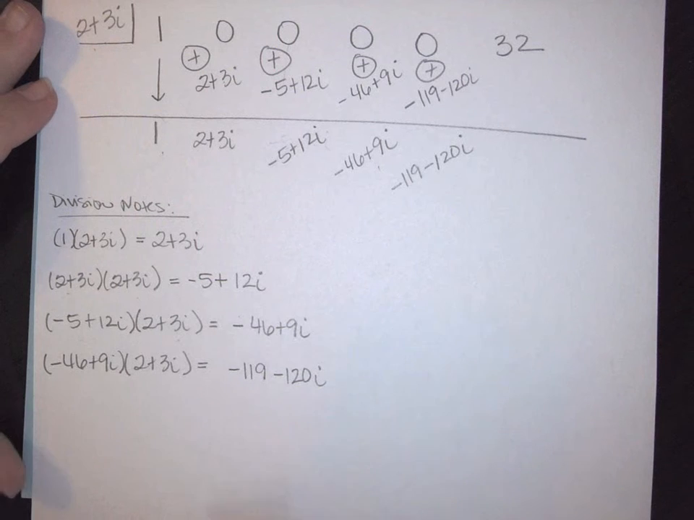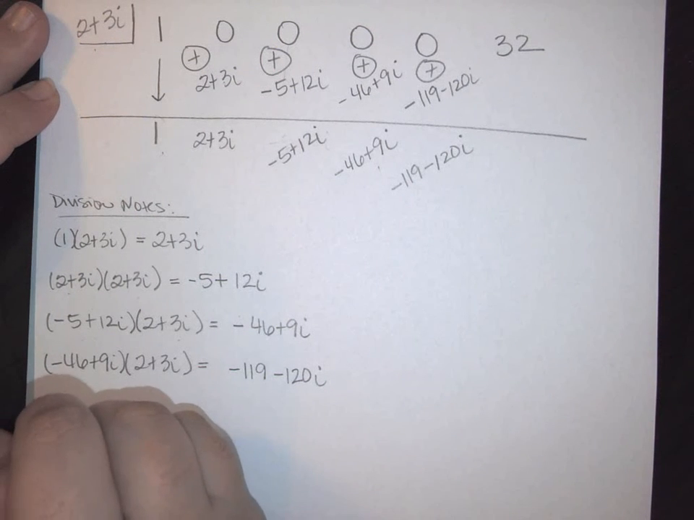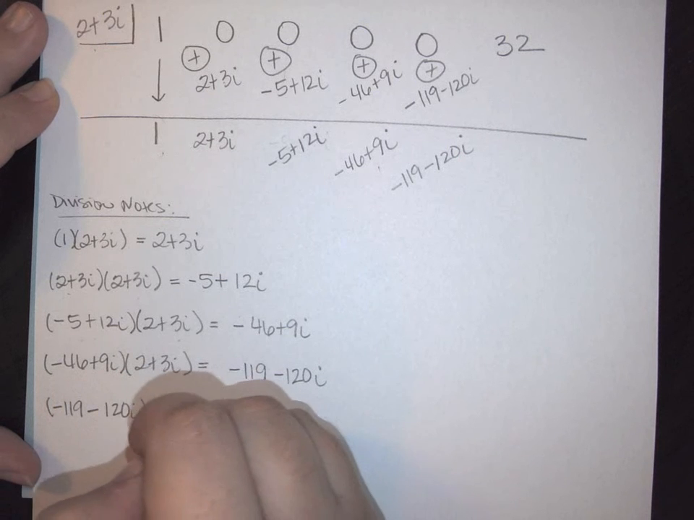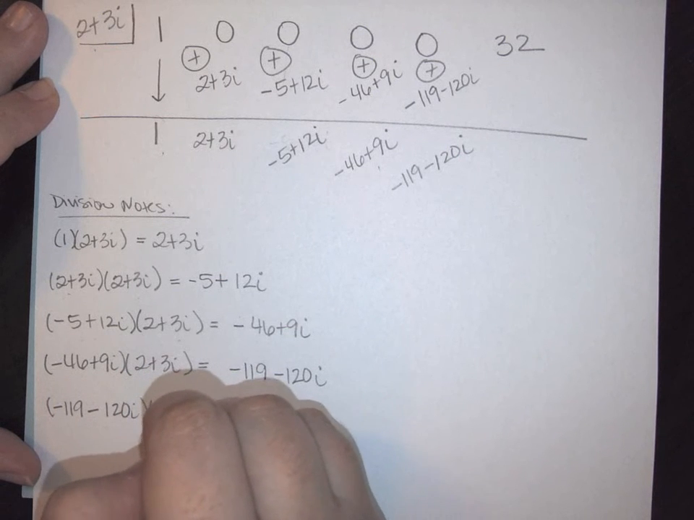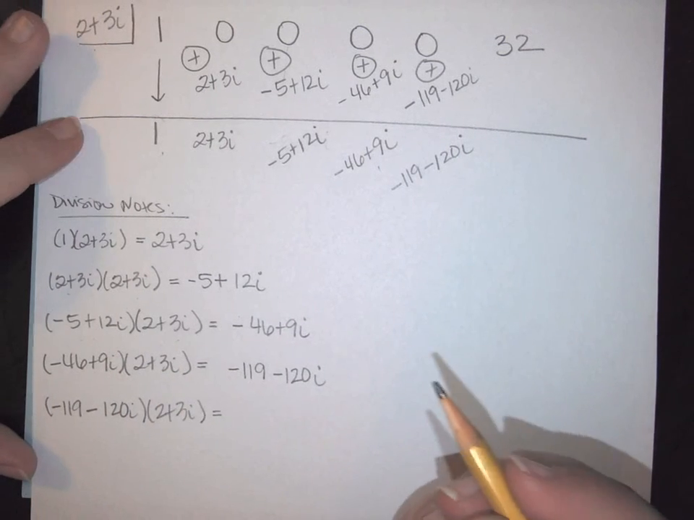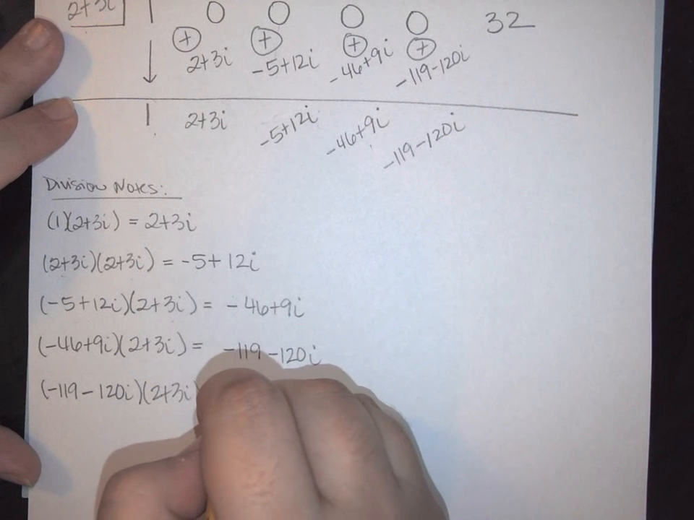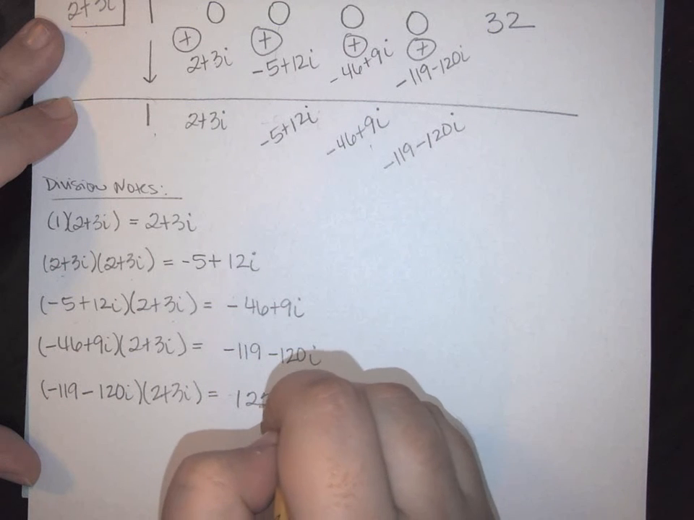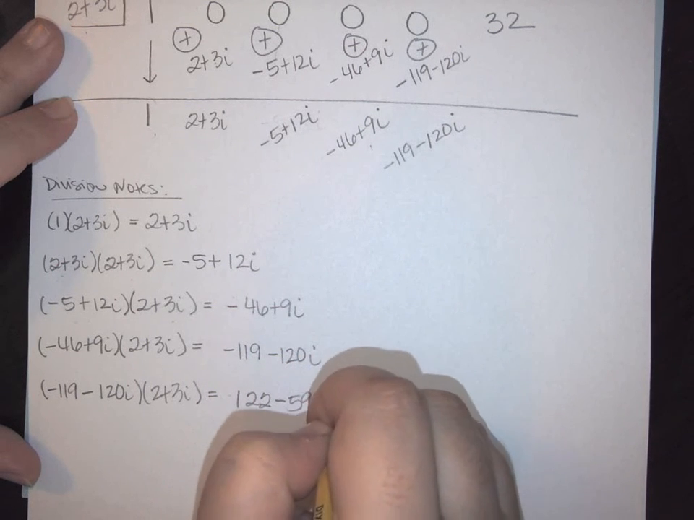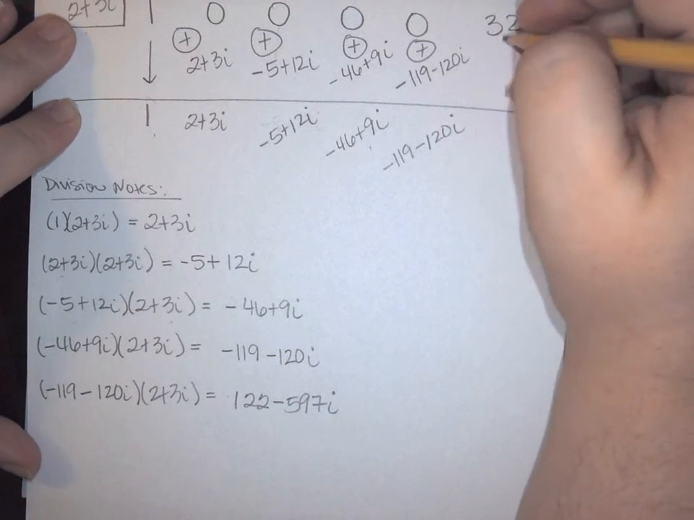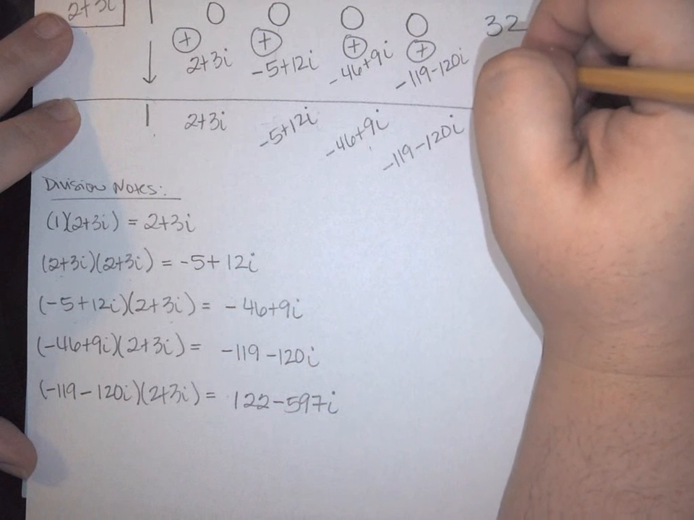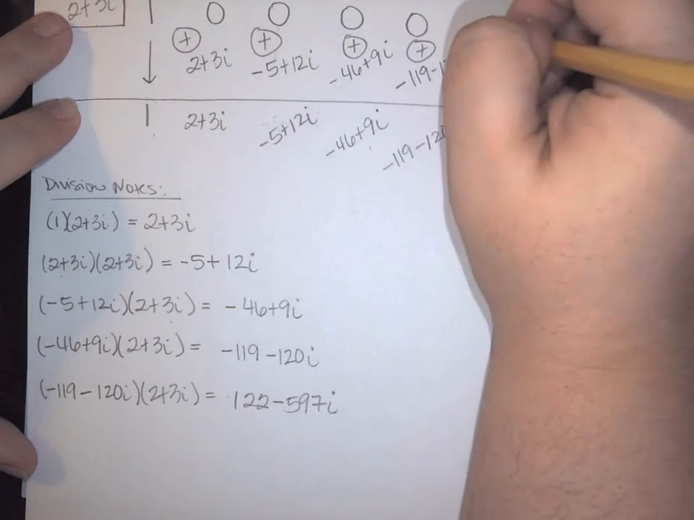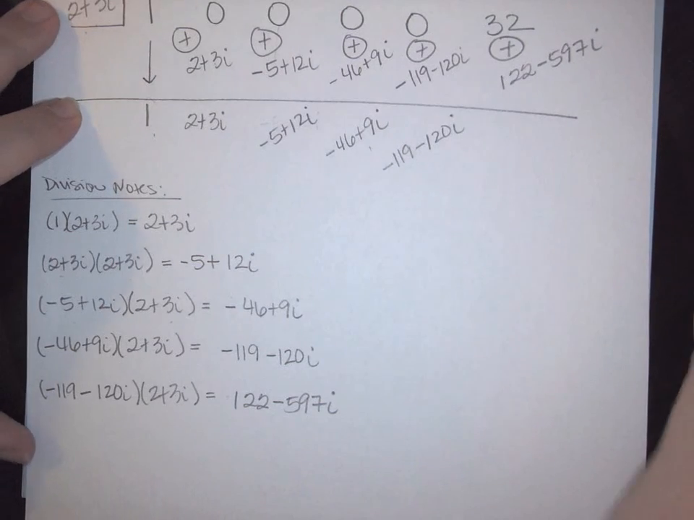And then one last time. Bottom, negative 119 minus 120i times the box, 2 plus 3i. And this is going to end up with 122 minus 597i. So 122 minus 597i. Again, I need to add these together.